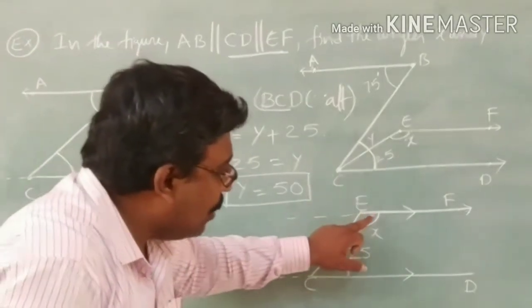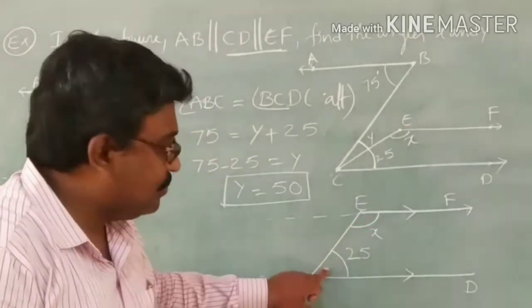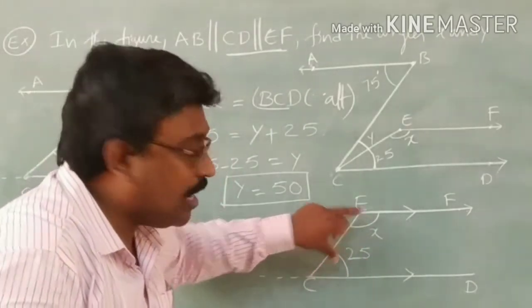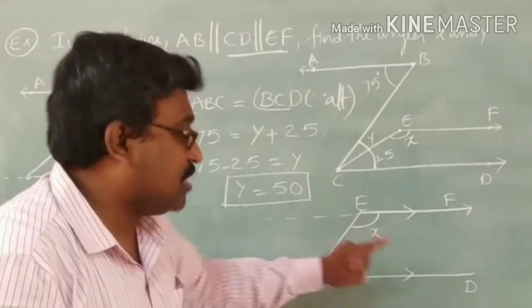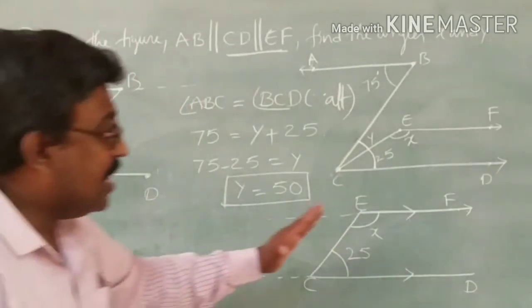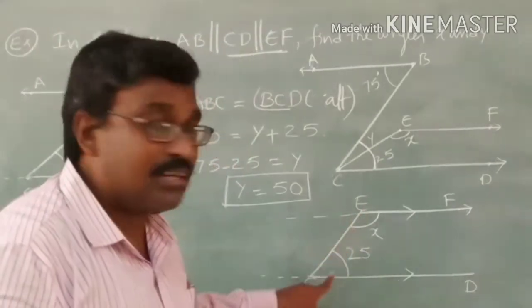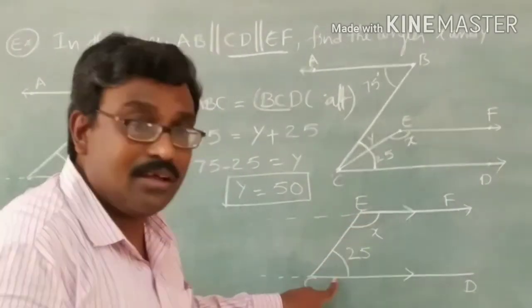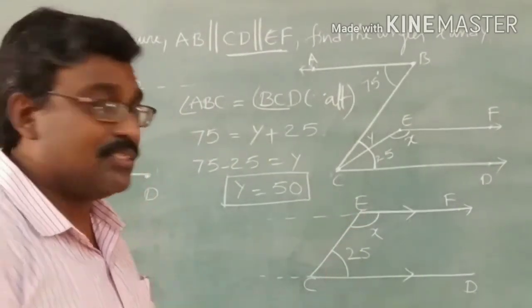Good. Now, what about these two angles? Properties: both are interior, on the same side of the transversal. If on either side, they would be alternate angles. They are on the same side and they are not adjacent angles. They are called co-interior angles.